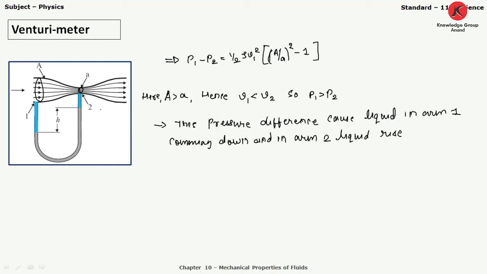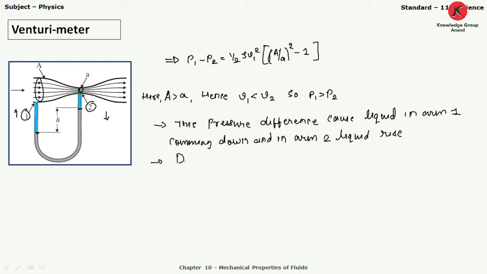Right. So here the pressure at this point is low. At point 2 the pressure is low, and at point 1 the pressure is high. So what will happen? This pressure is exerted on this liquid, so the liquid in arm 1, at this point, comes down like this, and in arm 2 the level of liquid rises. Right. So due to the height difference, we will have the gauge pressure.